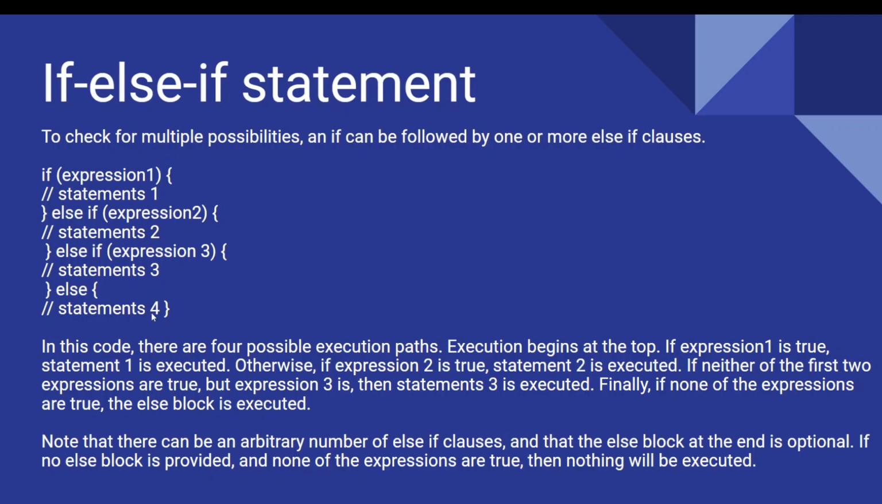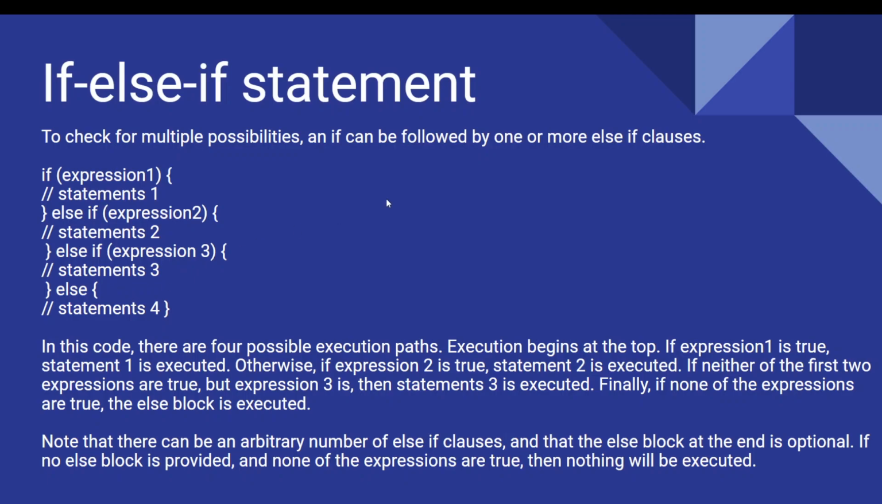Here is the syntax. You have an if condition, a Boolean expression, then the statements within the curly braces, else if another condition, then you have a different set of statements that need to be executed if this condition is true, and so on. In this code, we see there are four possible execution paths. Execution begins at the top. If expression 1 is true, all the statements within it are executed. Otherwise, when expression 2 is true, statement 2 is executed, and when expression 3 is true, then this is executed. Finally, if none of the expressions are true, the else block is executed.